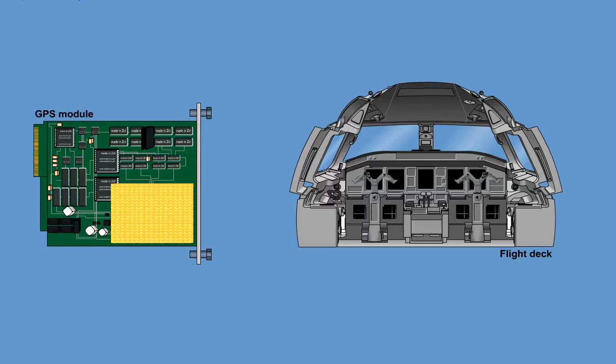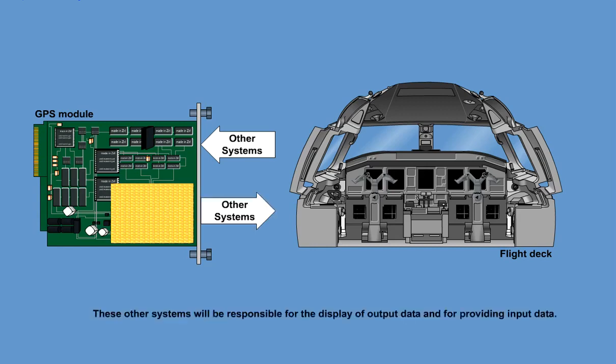The GPS module has no direct interface with the flight crew. All device input data will come from other systems, and all output data will be routed to other systems. These other systems will be responsible for the display of output data and for providing input data.